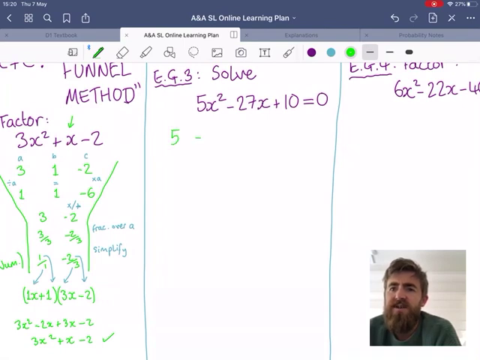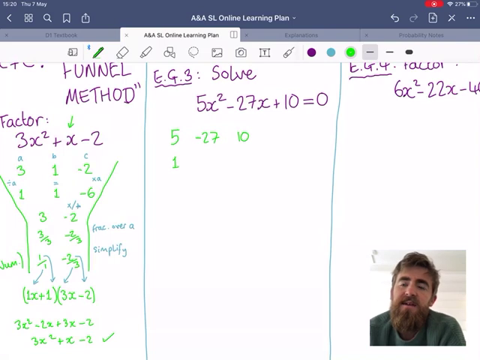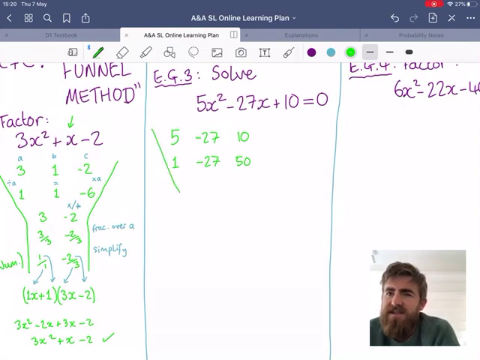Okay, so I'm going to write out my coefficients: 5, minus 27, and 10. I'm going to take a and divide it by a. I'm going to keep b the same. I'm going to take c and multiply it by a, so 50. Now this step can still be quite tricky, but you will get used to it.